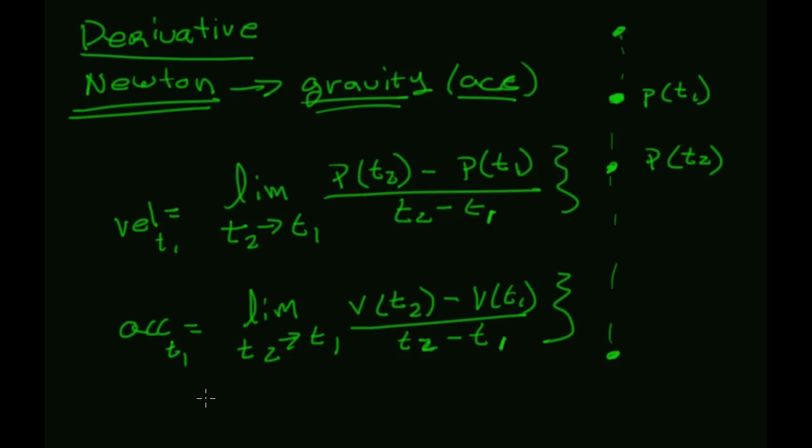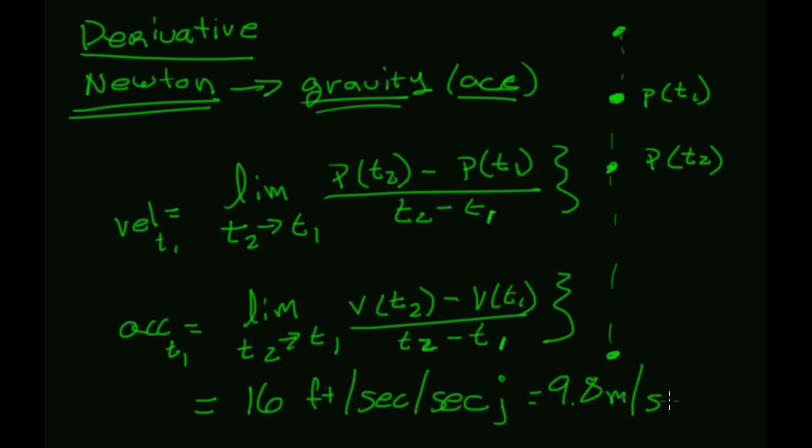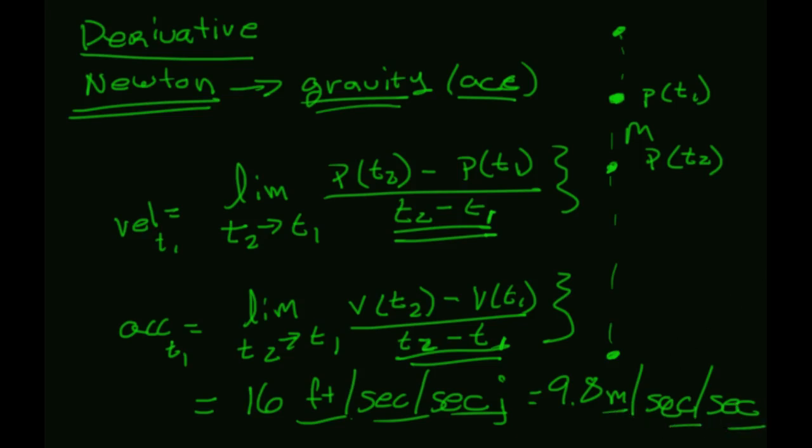And the earth-shattering thing that Newton noticed, now granted he was before the metric system, so he would have noticed that this happened at a rate of 16 feet per second per second. Now, we're post-metric, so we say that this is 9.8 meters per second squared, right? So position is in meters. This is meters per second because it's divided by time, and then per second again because it's divided by time again. So that's why we get meters per second squared.